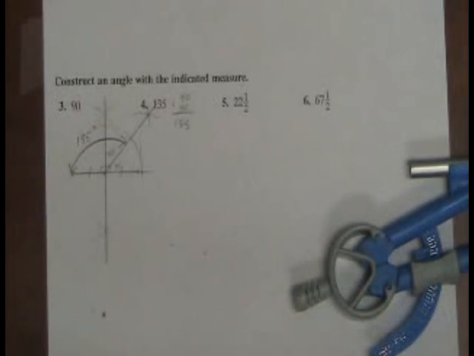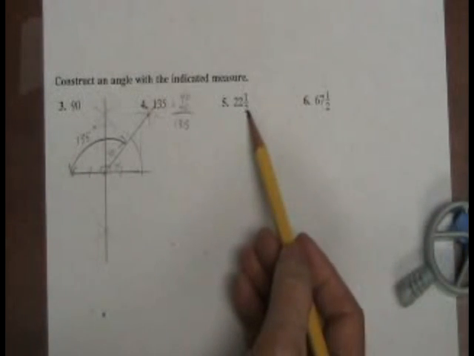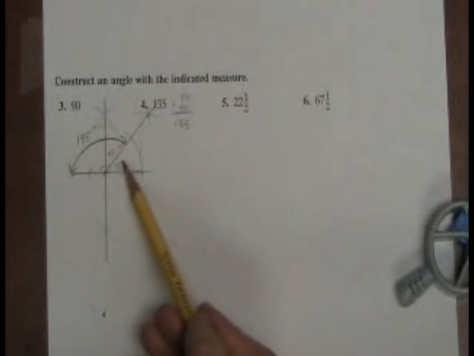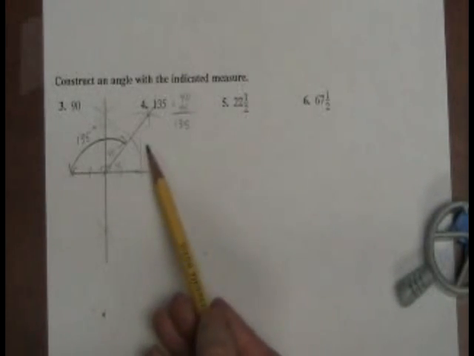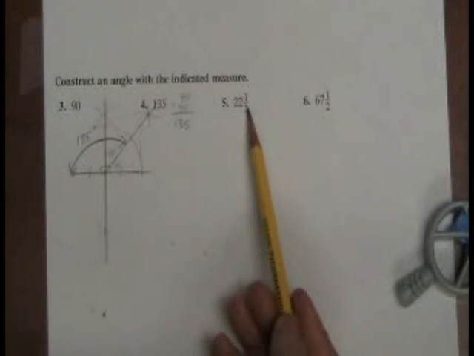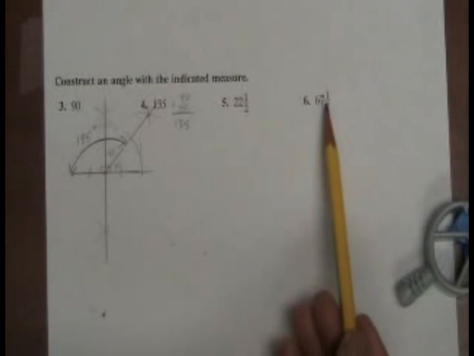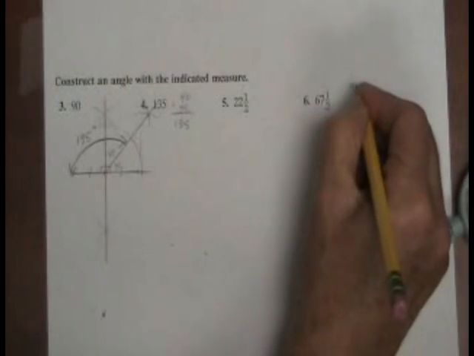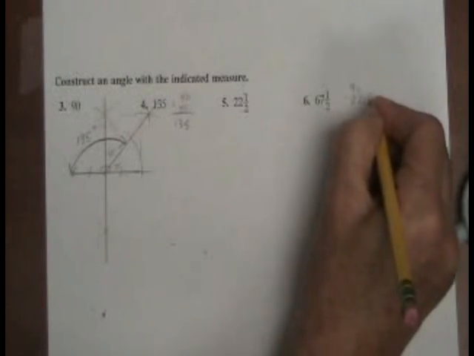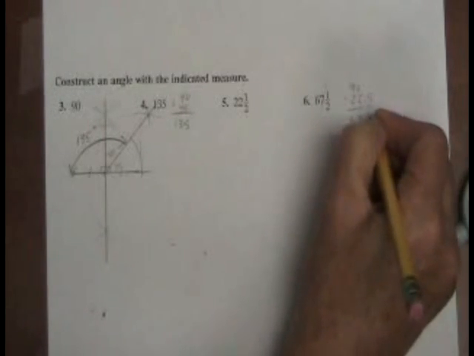Do you see how this works? Let's think about this a minute. How in the heck could I get a 22.5-degree angle? Well, I think if you bisected this 45, you might get 22.5. How would you get 67.5? Well, I believe 67.5 might be 90 minus 22.5. I think that would give you 67.5.